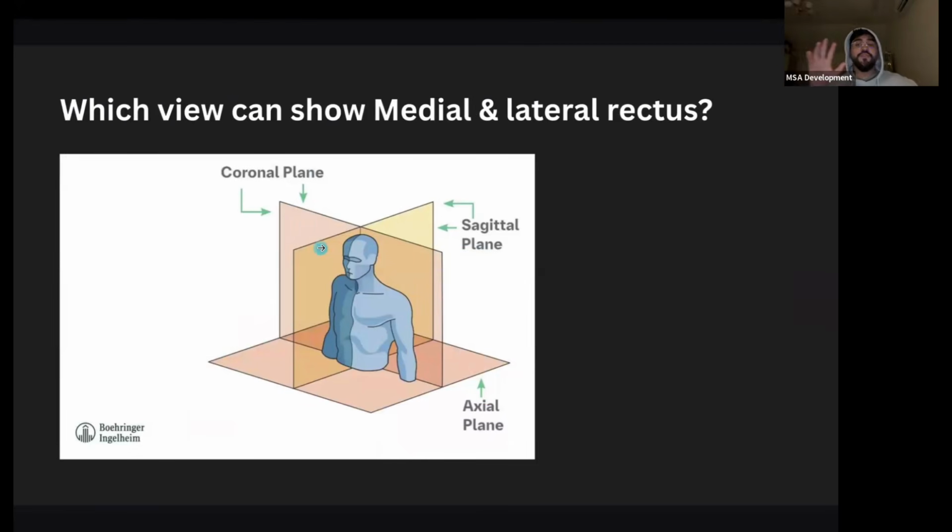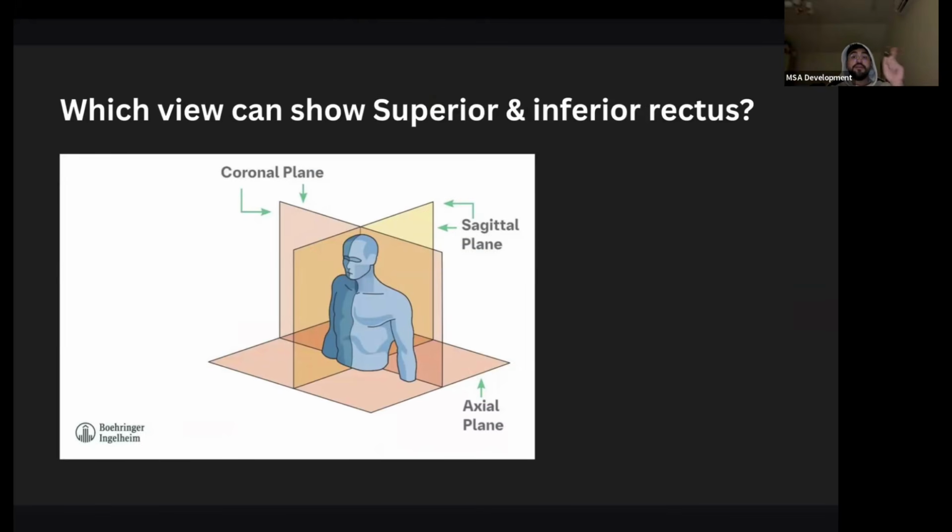Now, which view can I use to best see the medial and the lateral rectus? That's going to be the axial. Okay. Which view can show me all four rectus muscles? That's going to be the coronal. And then which view is going to show me the superior and the inferior rectus? That's going to be the sagittal.